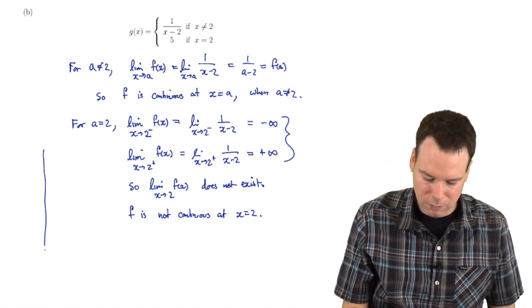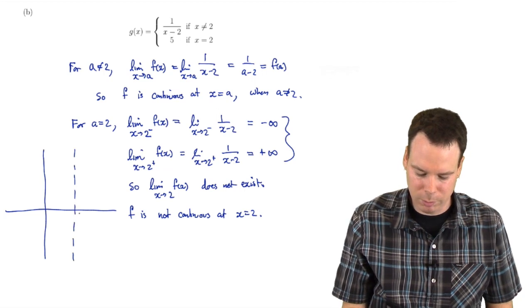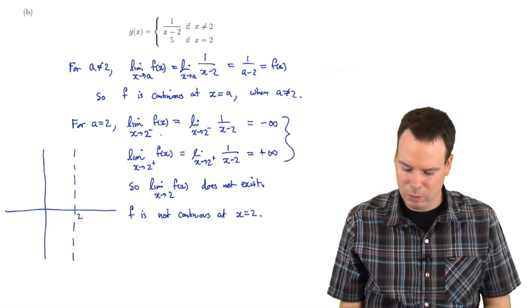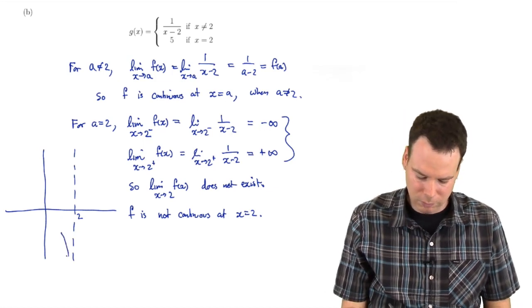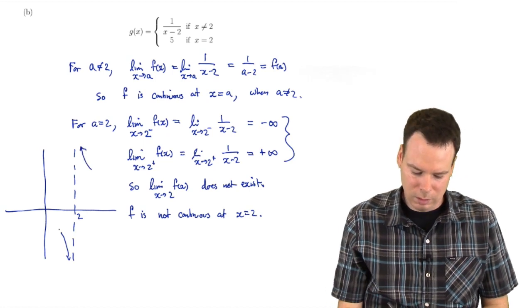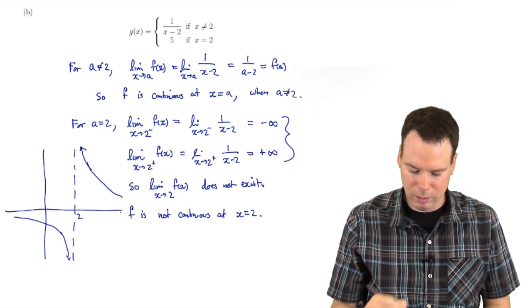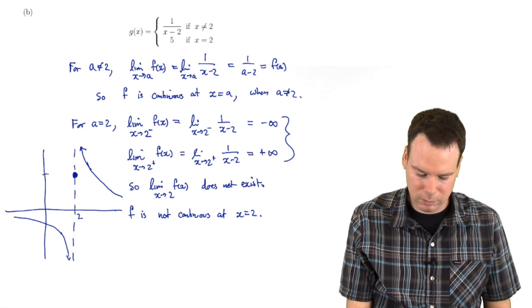Let's get a rough sketch of this. x equals 2 seems to be where the problem is. So what's going on there? Well, we notice that as we head towards 2 from the left, we're heading down to negative infinity. As we head towards 2 from the right, we're blowing up to positive infinity. So the function looks something like this. And when x is 2, it takes on a value of 5.